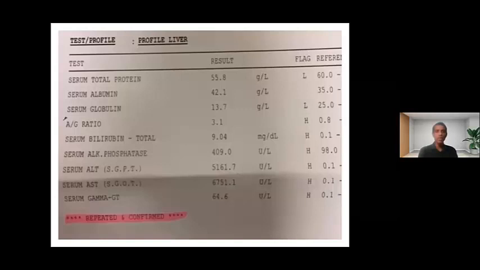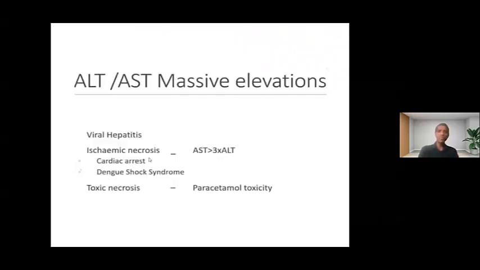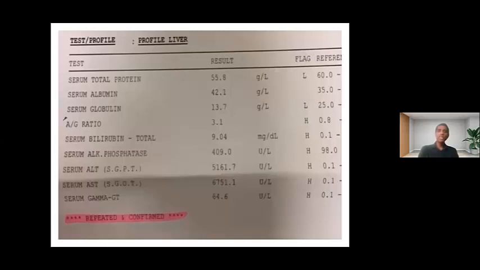So what are the abnormalities you see here? Very high levels of SGPT and SGOT. INR is slightly high, bilirubin is also high, and the albumin is fairly normal. So what is this? This is called shock liver, or ischemic hepatitis, where you see a very massive elevation of SGPT and SGOT.